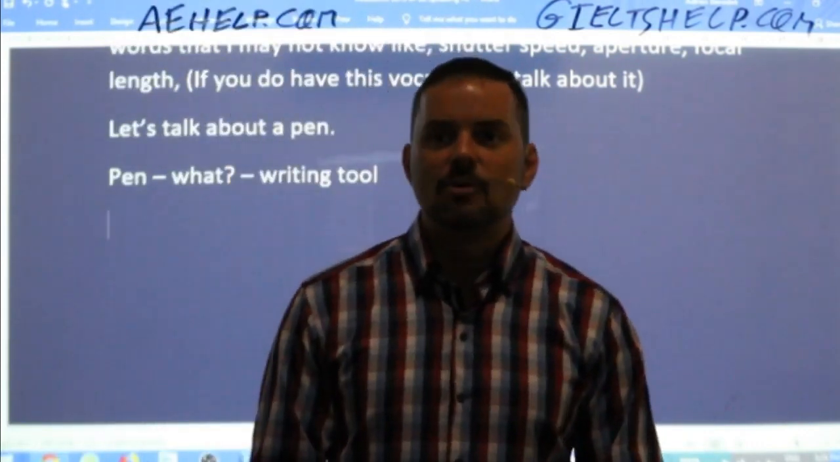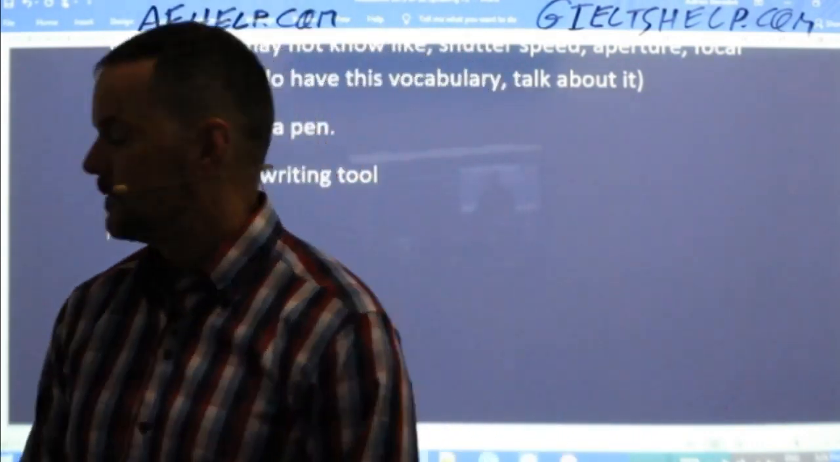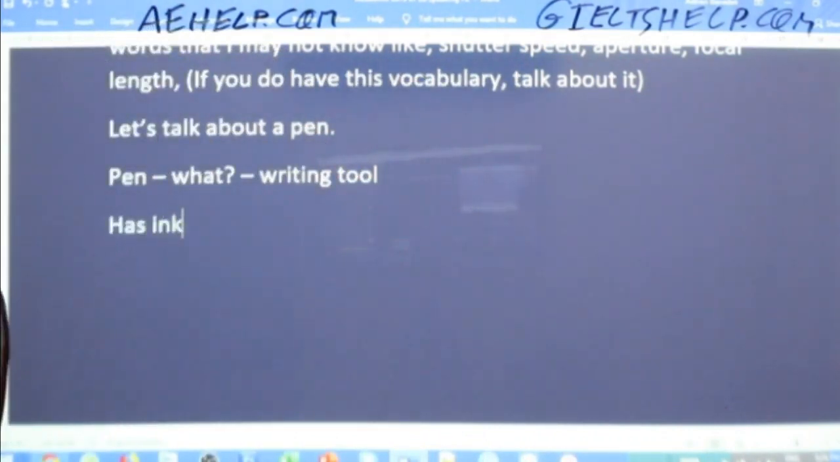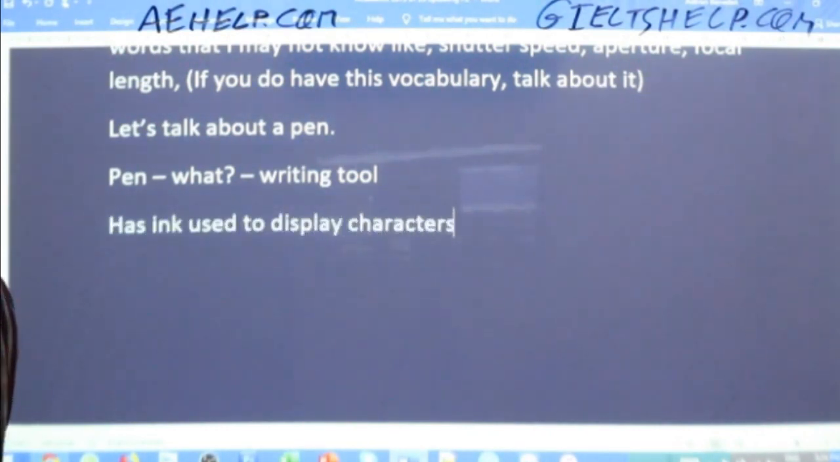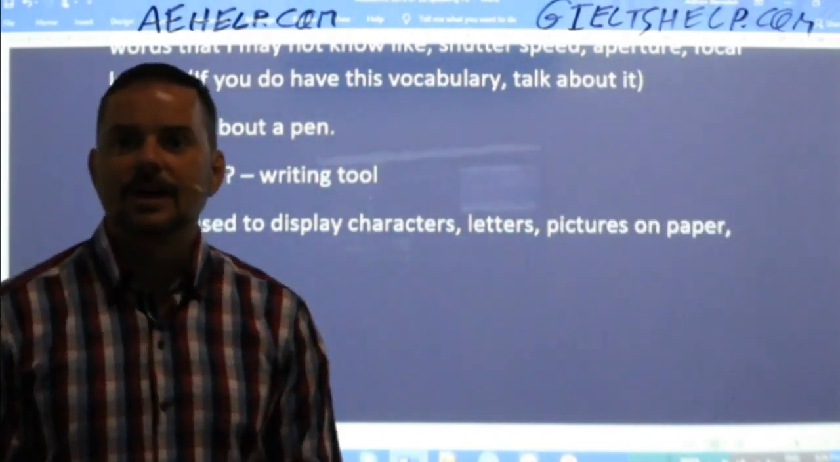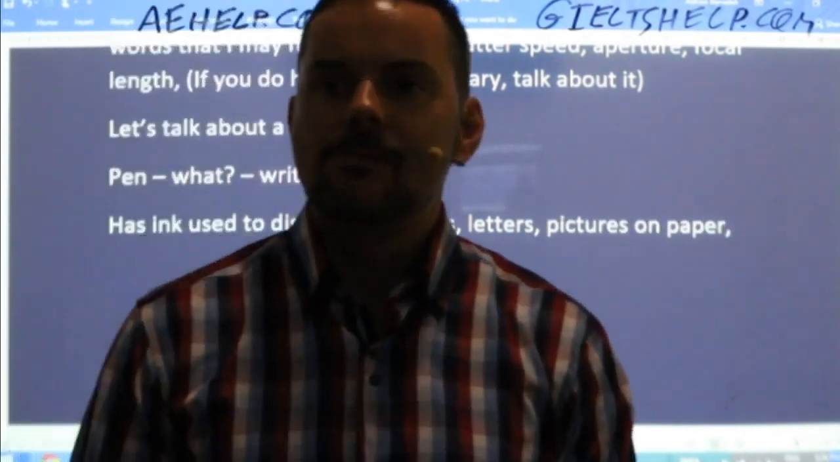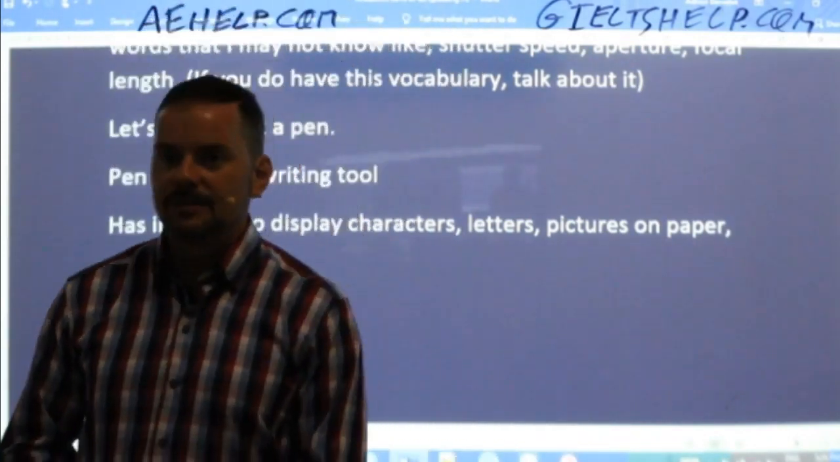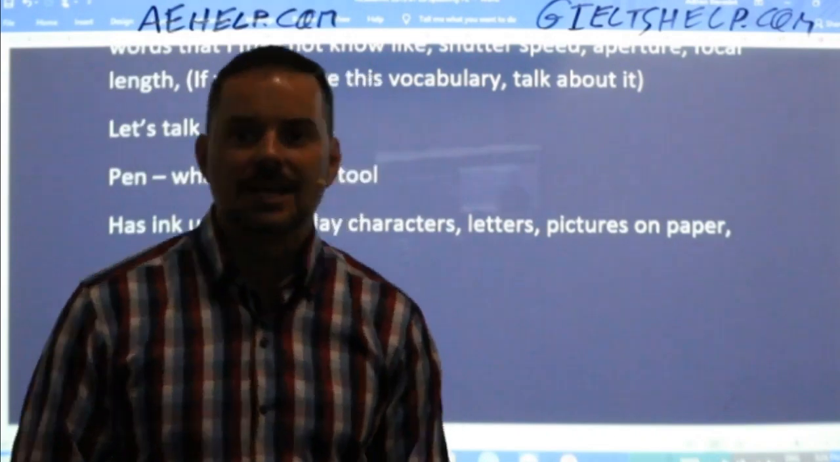Reba says it's a pointed object filled with color used for writing. Yeah, so it has ink, okay? Used to display characters, letters, pictures on paper. Sure. Okay. Amar Al-Hajj, very good. A pen is a writing instrument. We definitely say that it's a writing instrument.